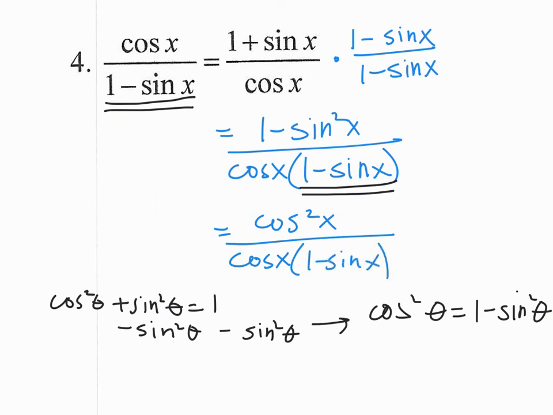Okay, now look at the algebra. What can happen now? I have a cosine x on the bottom and a cosine squared x on the top. I can actually cross them out just like I would any other algebra. And then I get cosine x on the top, 1 minus sine x on the bottom, and that's what I wanted.